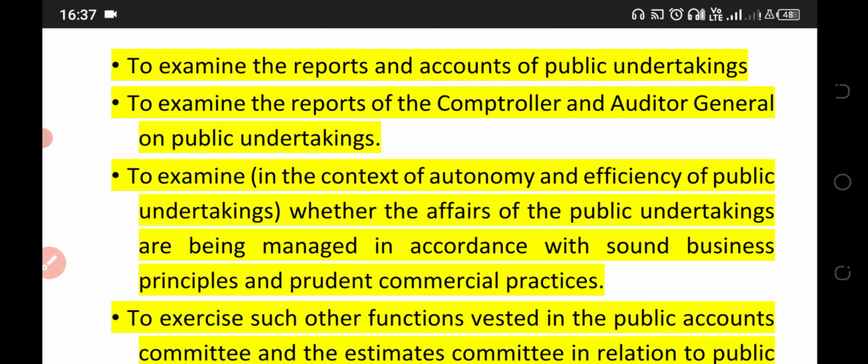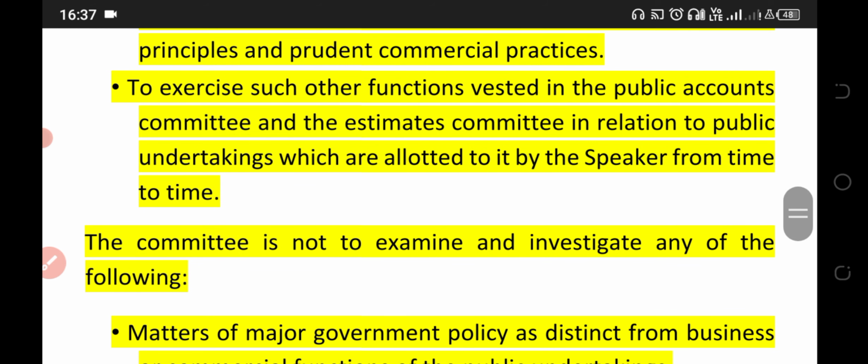To exercise such other functions vested in the Public Accounts Committee and the Estimates Committee in relation to public undertakings which are allotted to it by the Speaker from time to time.